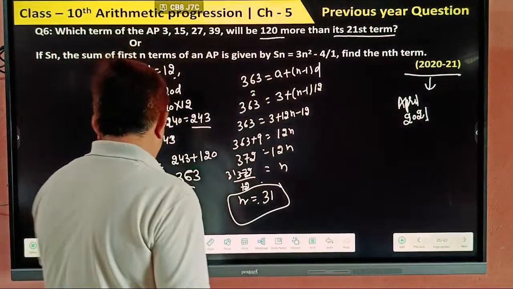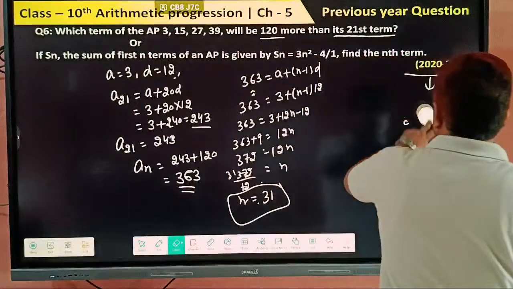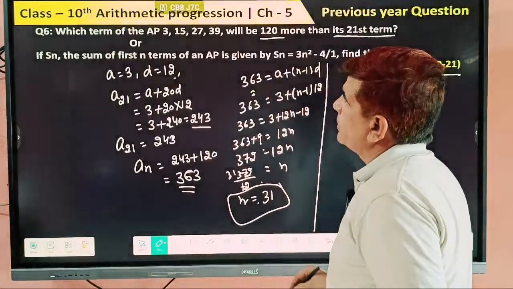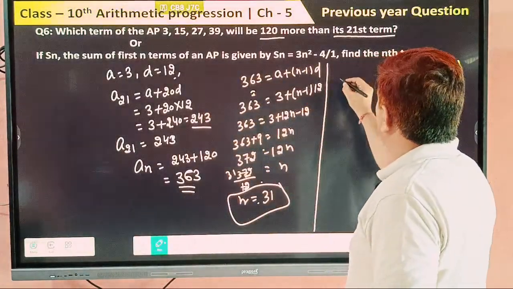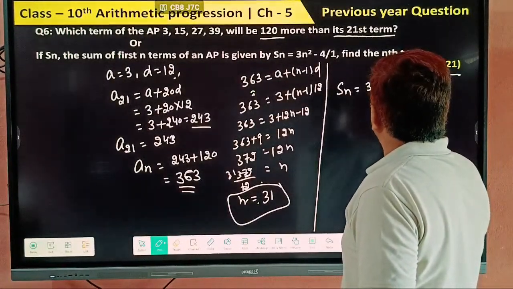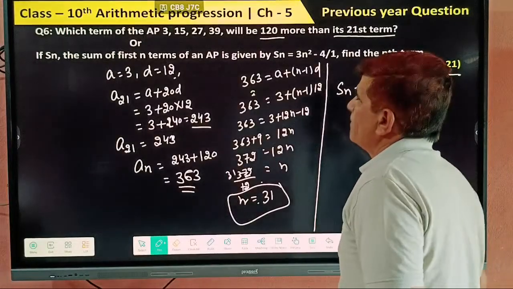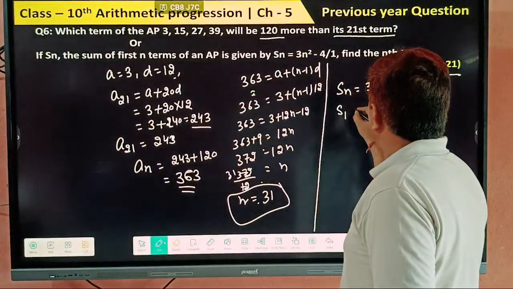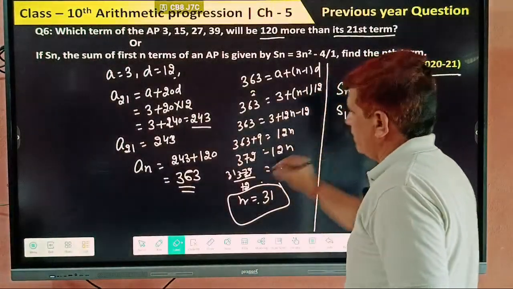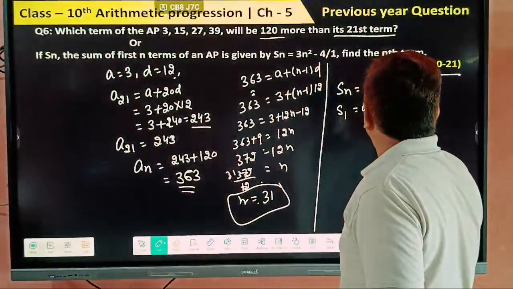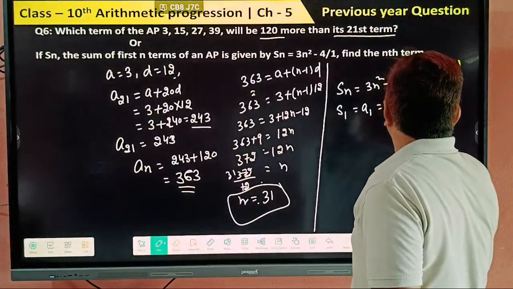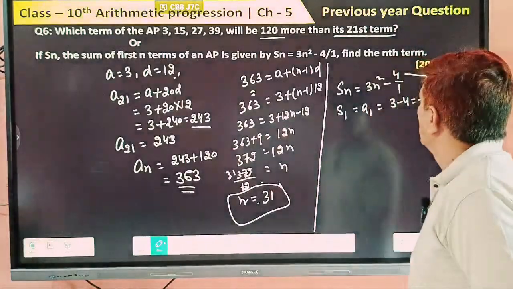Second part, here I can solve. The sum of the first n terms of an AP, Sn, equals 3n square minus 4n. So what's your S1? Or you can say A1. It is 3 minus 4, equal to minus 1.